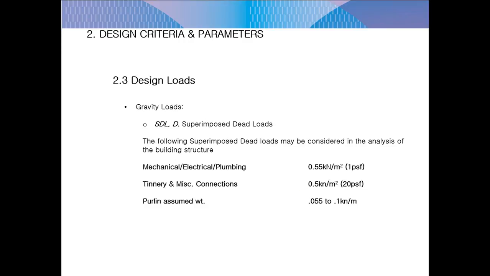For other gravity loads, such as the superimposed dead loads, I used for mechanical, electrical, and plumbing an assumed 0.55 kilonewton per meter square. For tenory and other miscellaneous connections, I assumed 0.50 kilonewton per meter square. And for the purlins, I assumed the weight was 0.055 to 0.1 kilonewton per meter.